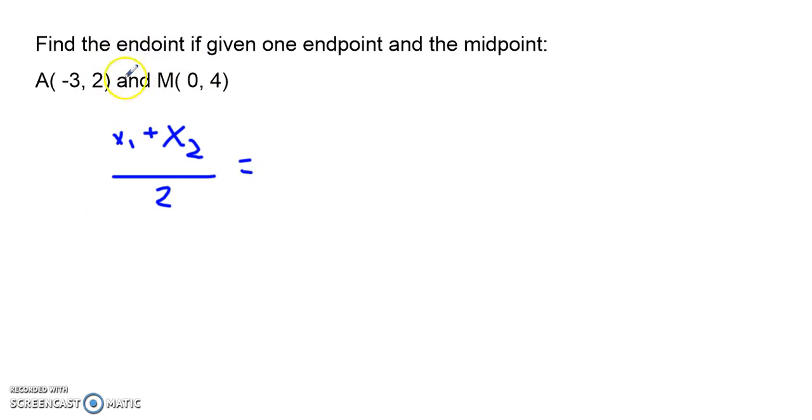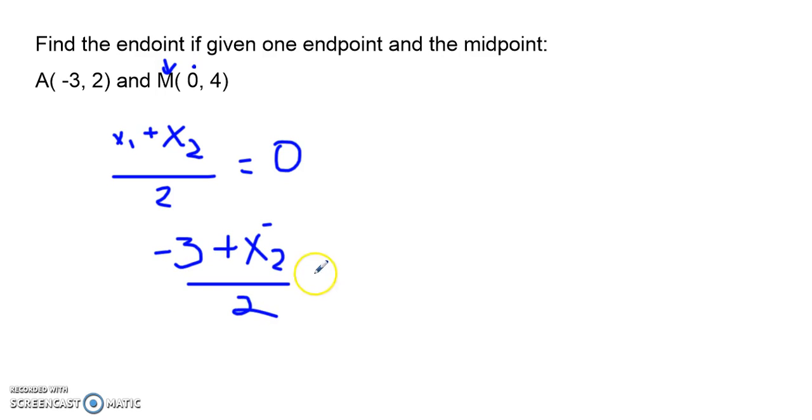Alright, this time we are given an endpoint. We're finding an endpoint because we have an endpoint and the midpoint right here. Okay, so for the x's, all we're going to do is we set it up with the x1 plus x2 over 2, set it equal to 0 because of this one. Our number here is negative 3 plus x2 over 2 equals 0. So all we do is we take this first, we multiply.